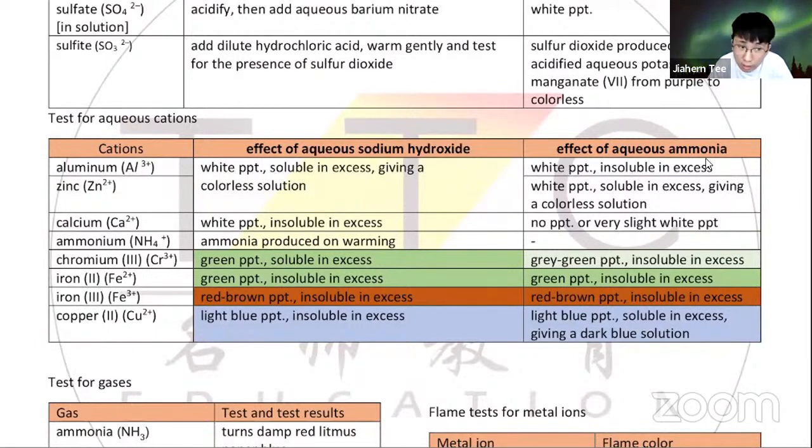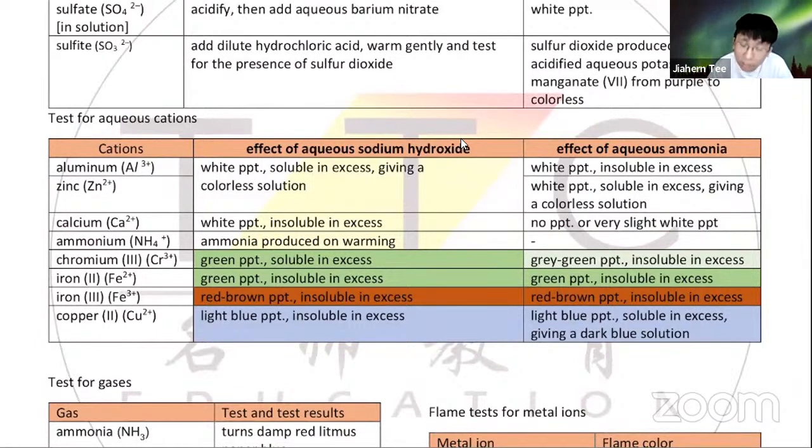When you do the ammonia test on aluminium, it gives you white precipitate, but it is insoluble in excess. But for zinc, after you add ammonia, you still get white precipitate. Later on, the white precipitate is soluble in excess, giving a colorless solution. So the step that differentiates aluminium and zinc is the aqueous ammonia. That's why we need the second ammonia test here: the first test can't differentiate everyone.